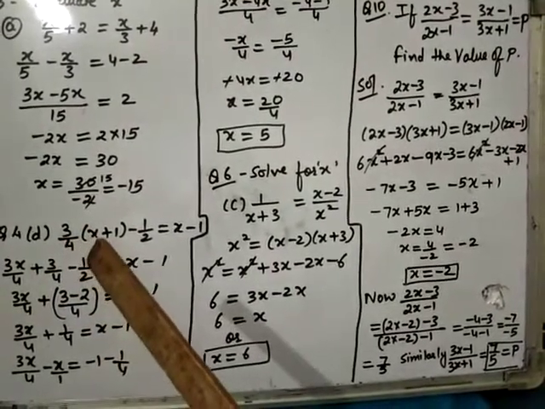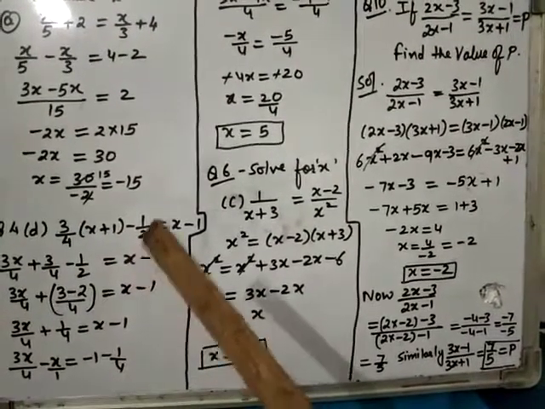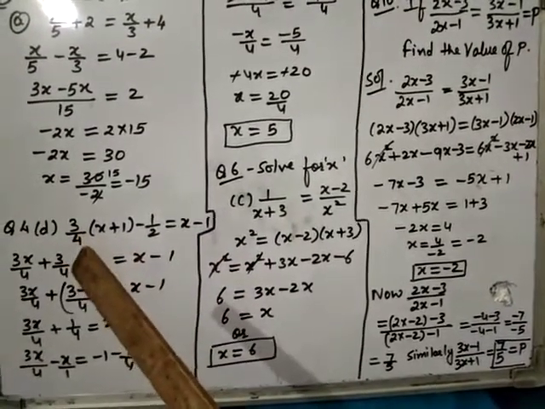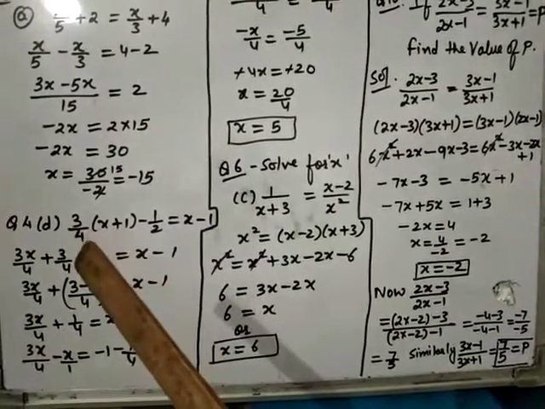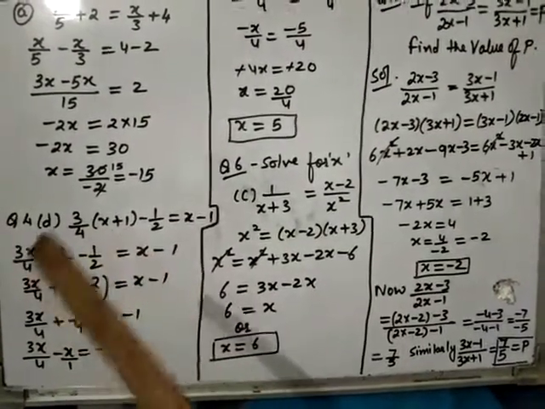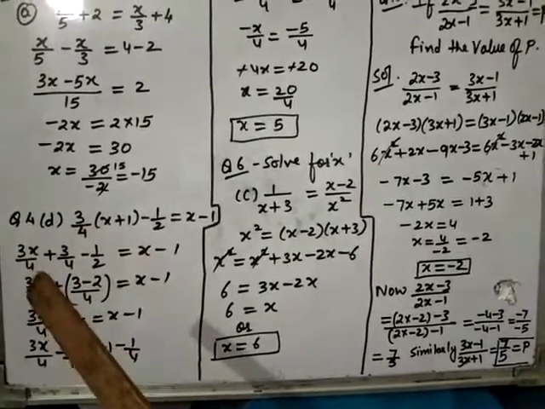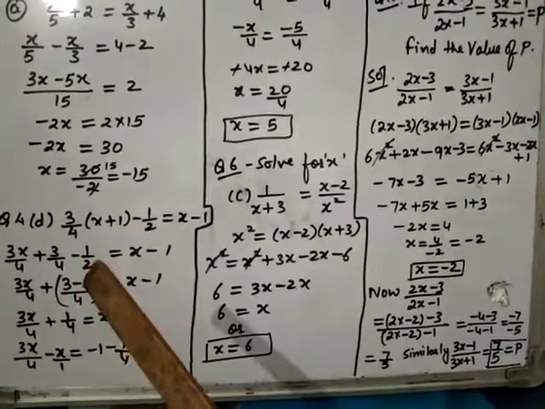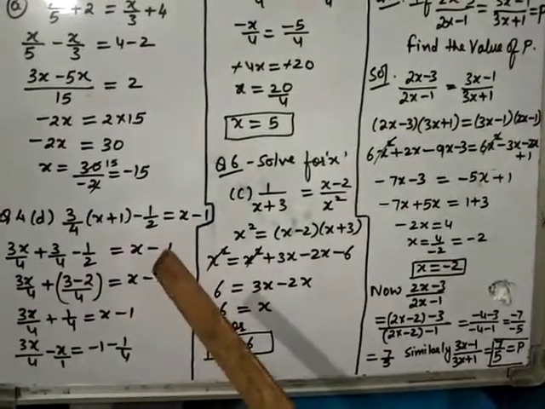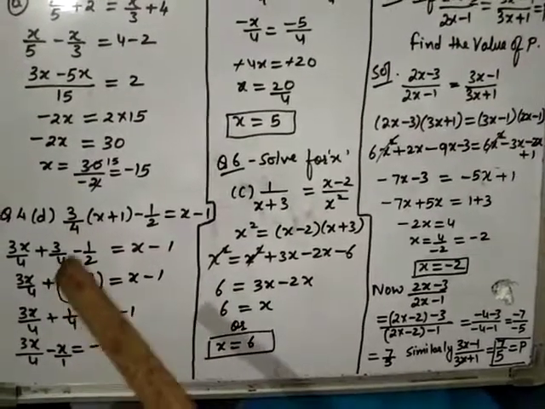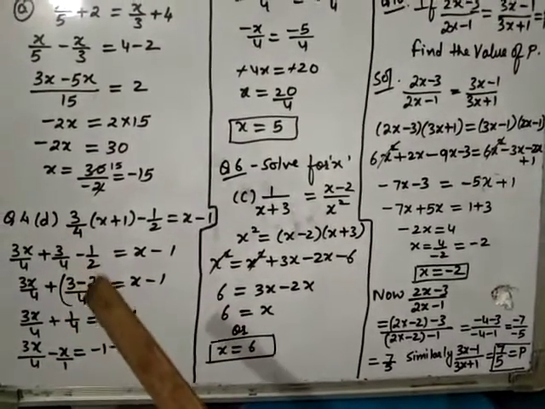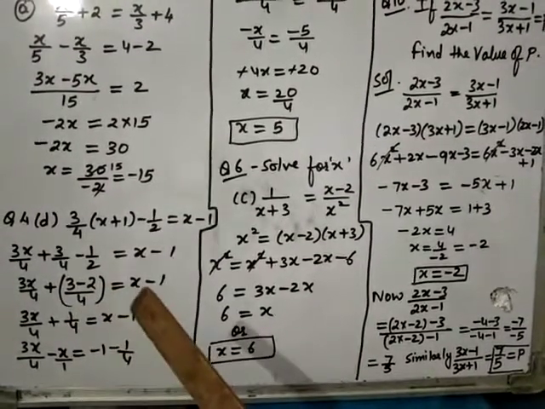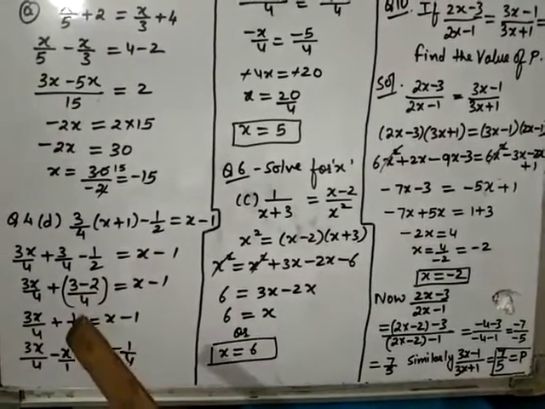Question number 4 D: 3 upon 4 bracket x plus 1 minus 1 upon 2 equal to x minus 1. Open the bracket, multiply this 3 by 4 with x, and again this 3 by 4 with 1. So 3 upon 4 into x is 3x upon 4, plus 3 upon 4 into 1 is 3 upon 4, minus 1 by 2 equal to x minus 1. Now solve these two constant terms, 3 upon 4 minus 1 upon 2, by taking out the LCM. So we are getting 3 minus 2 upon 4 equal to x minus 1. 3 minus 2 is 1 upon 4.